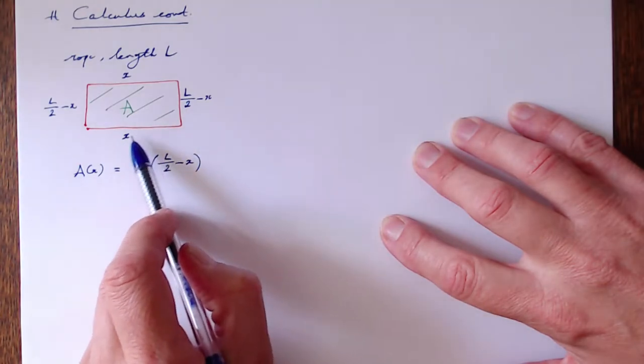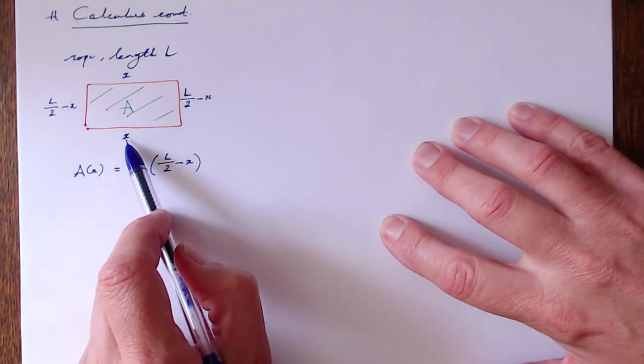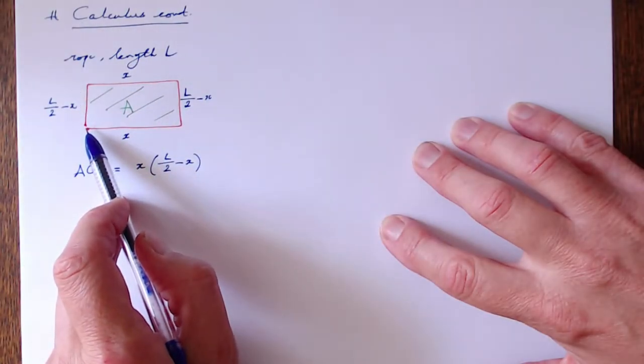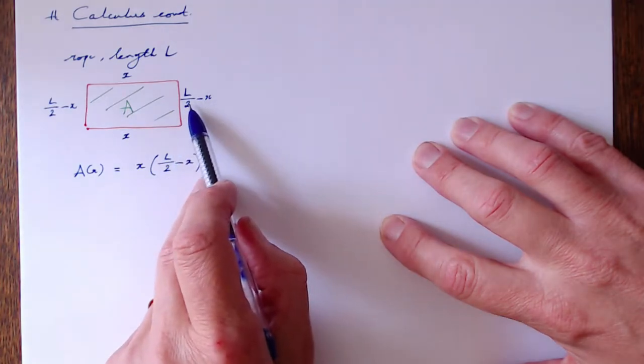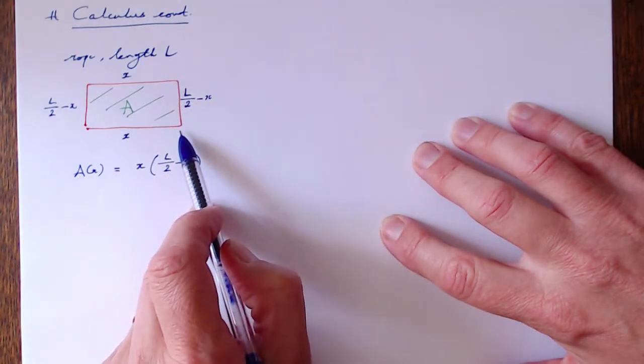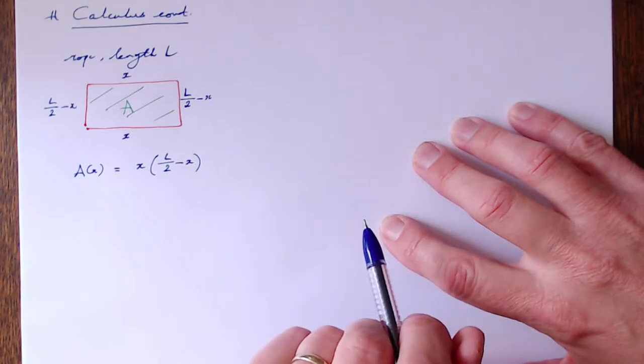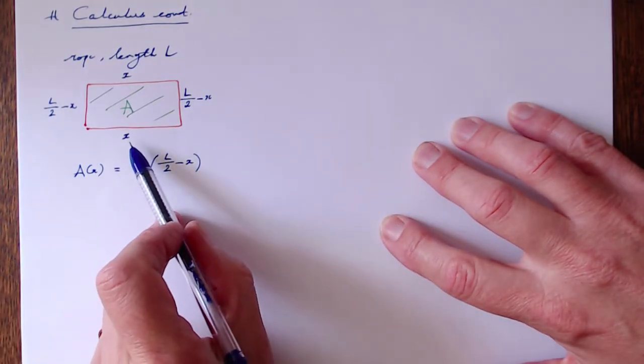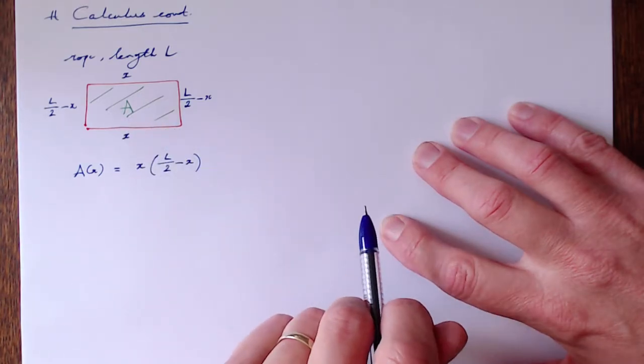Obviously, if I take this side to go to 0, I just have sort of a hairpin made out of the rope and it has no area enclosed. Alternatively, if I take x to be L over 2, this side vanishes and again I have a hairpin with no enclosed area. So there'll be some intermediate value of x where the area is maximized.